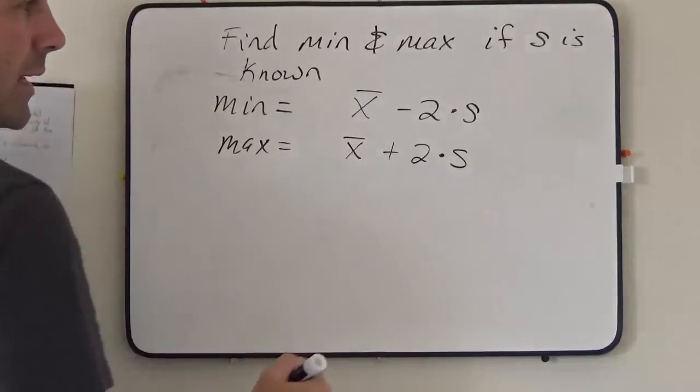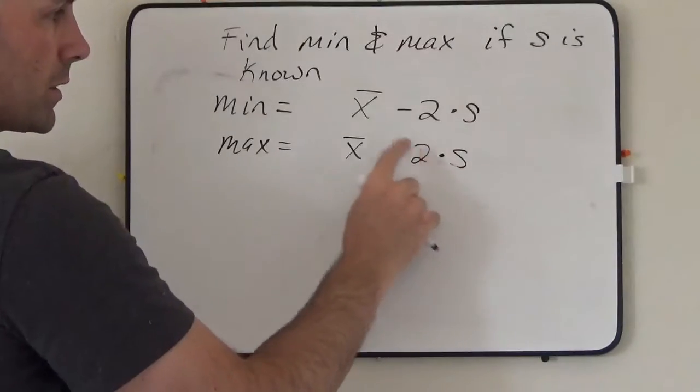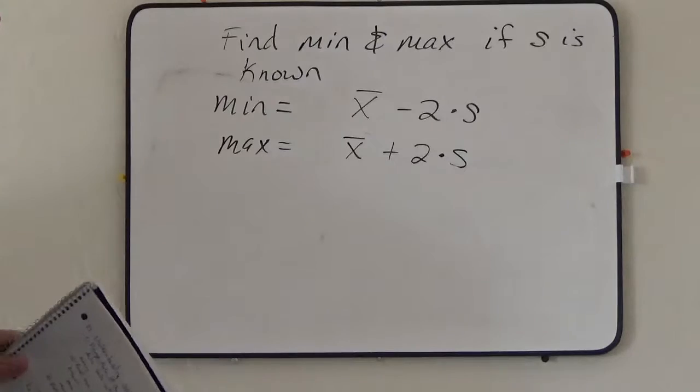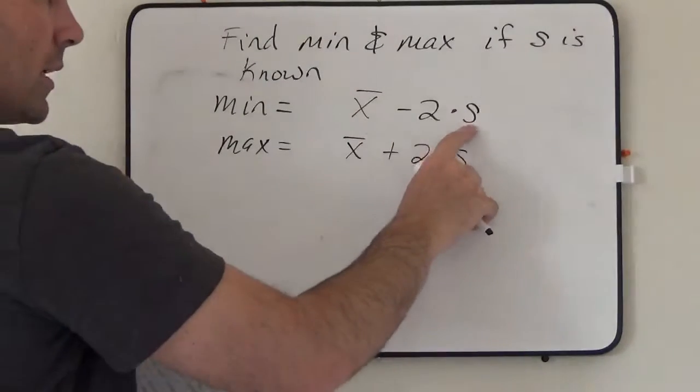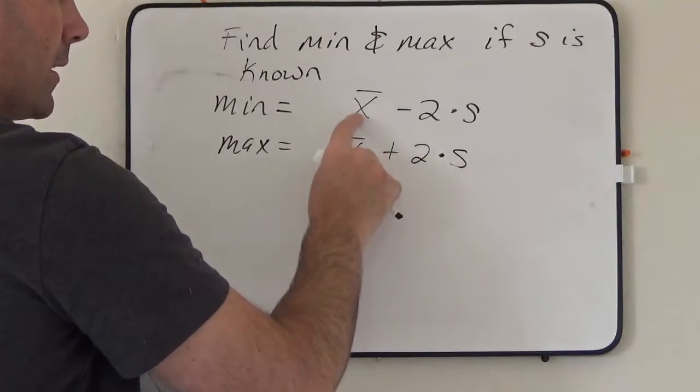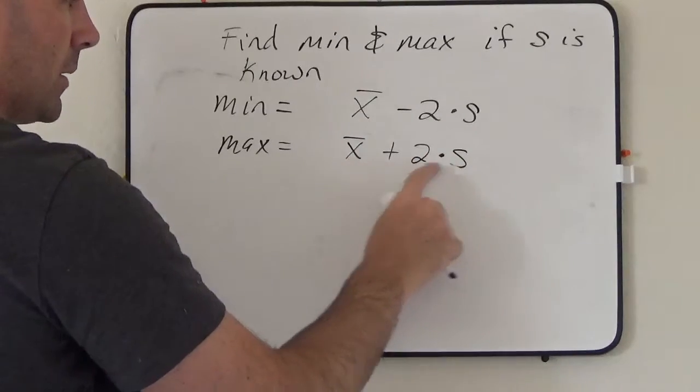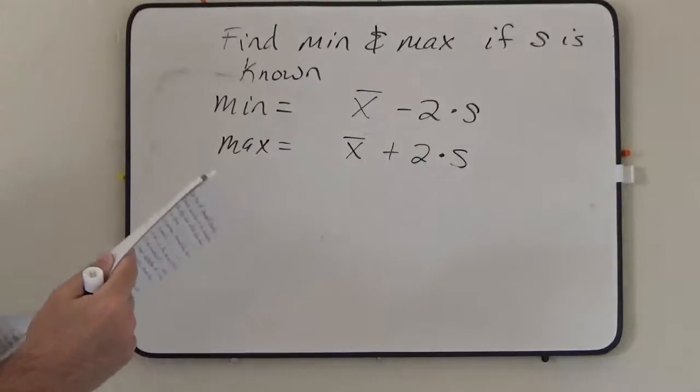Now, order of operations, guys, tells you have to multiply first and then do the addition or subtraction. So really, we're going to multiply 2 times the standard deviation with each of these, and then in this case, we'll take the mean minus that answer and the mean plus that answer. So here's an example.